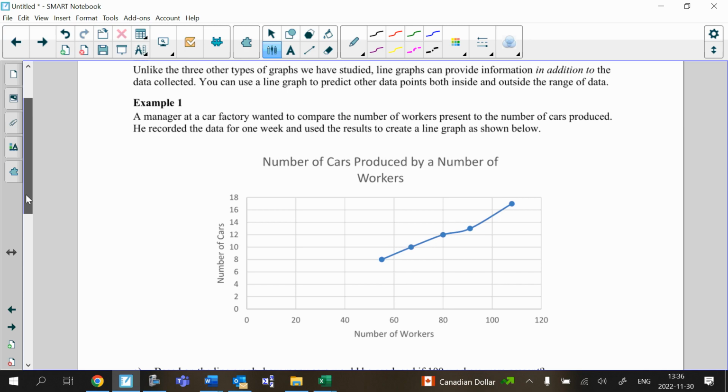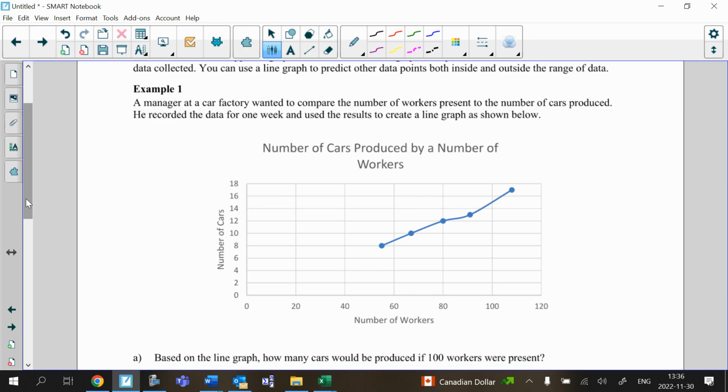A manager at a car factory wanted to compare the number of workers present to the number of cars produced. He recorded the data for 1 week, used the results to create a line graph as shown below. Okay, so we're not exactly sure, well, we assume it was Monday to Friday, and we don't know which day was which. This person just took the lowest number of workers and put them first, then the second lowest, then third lowest, and eventually the highest. But ended up with this, okay?